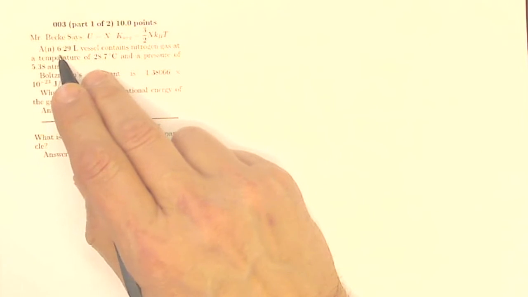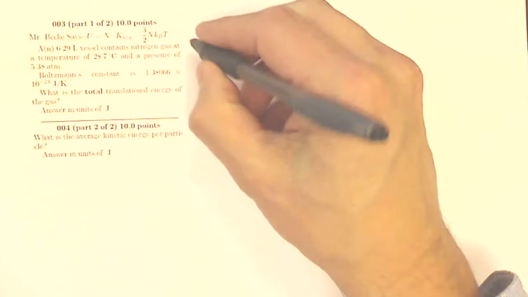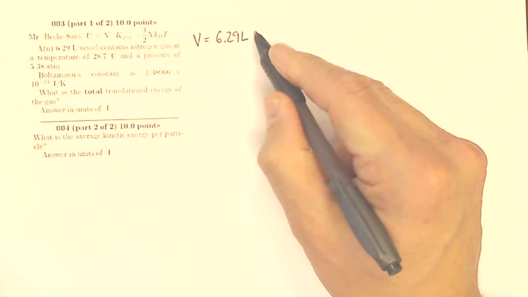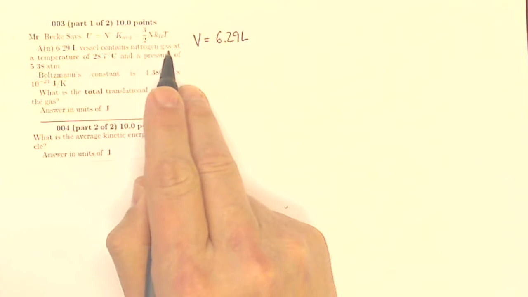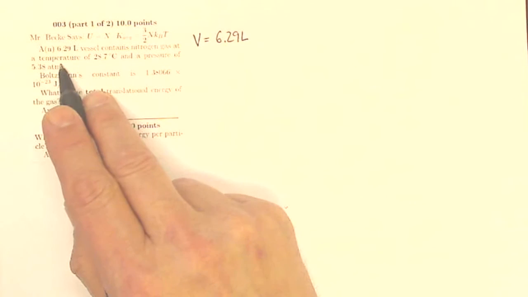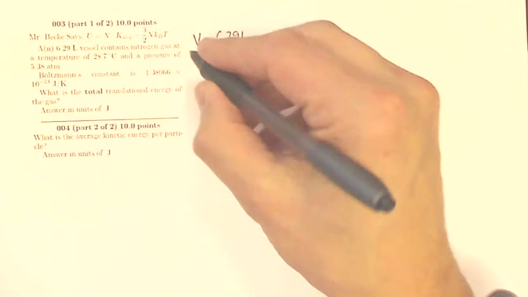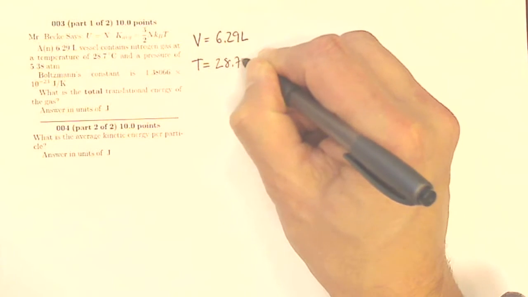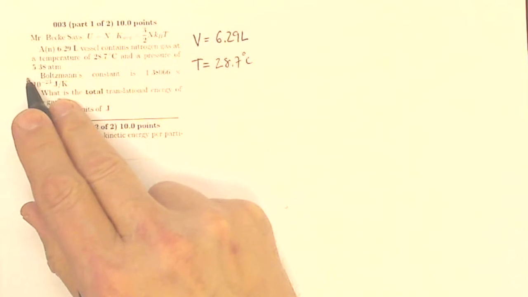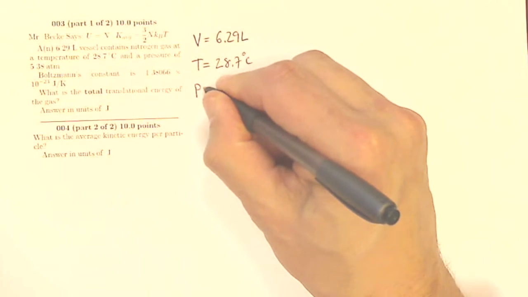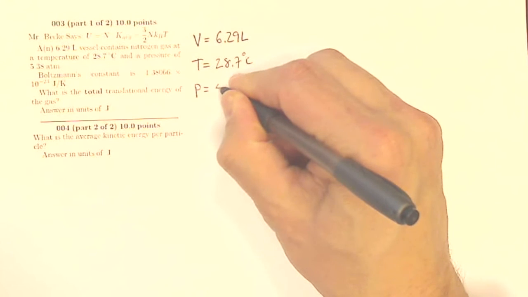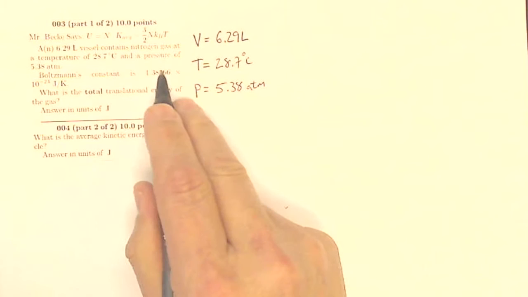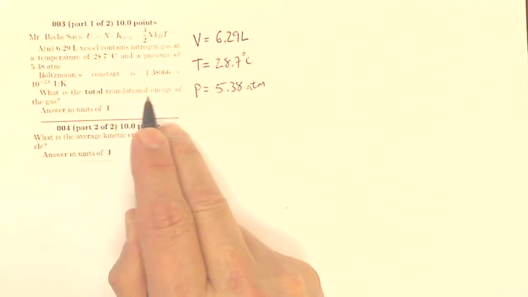It says a 6.29 liter vessel, well, let me see, that's the volume is 6.29 liters, I'm going to have to convert that, contains nitrogen gas, I don't think I care that it's nitrogen, at a temperature of 28.7 degrees Celsius. Well, my temperature usually has to be in Kelvin, so I'm going to think about that. And a pressure of 5.38 atmospheres. Well, I'm used to using pascals, but I'm going to write 5.38 atmospheres for a second here. Boltzmann constant is, what is the total translation energy of the gas?